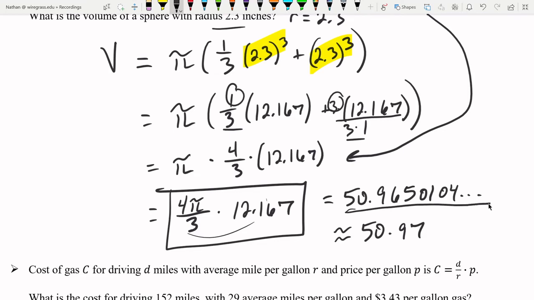Even this isn't really exact because we have to have this ... It's better to have the exact answer in terms of pi, but that's just kind of a minor thing. If you want a rounded answer, just calculate it out and round it.